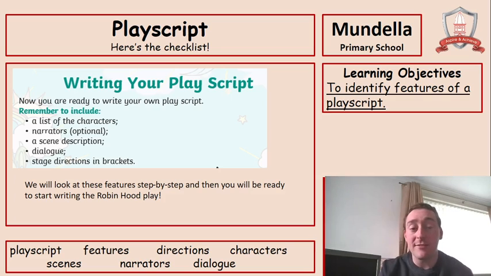We need a scene description, and the narrator can often do that, and we need dialogue between the characters talking to one another, and stage directions in brackets as well, so we know that the actors won't make a mistake and read out the stage directions. So we're going to look at these step by step, and by then you'll be ready to start writing the Robin Hood play.